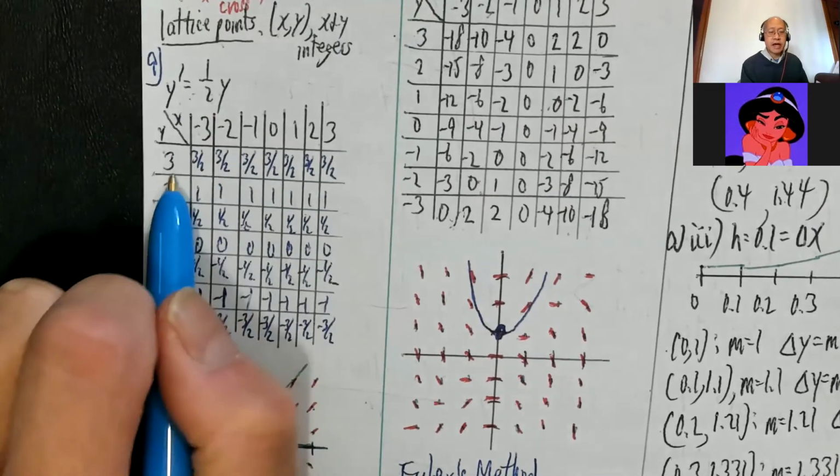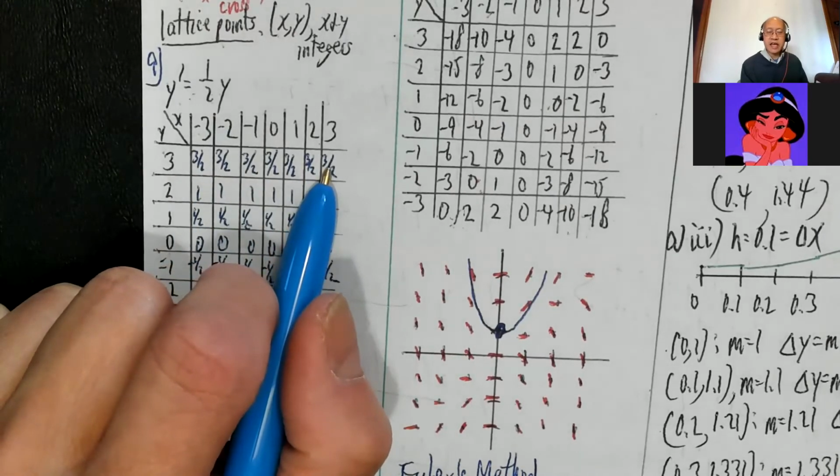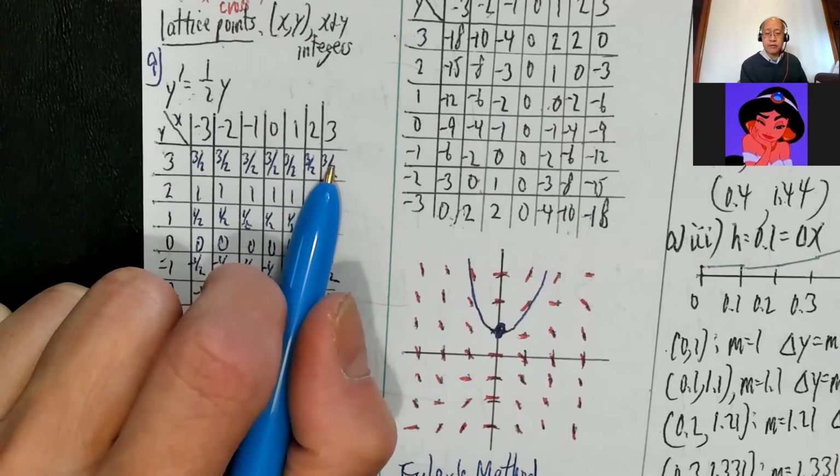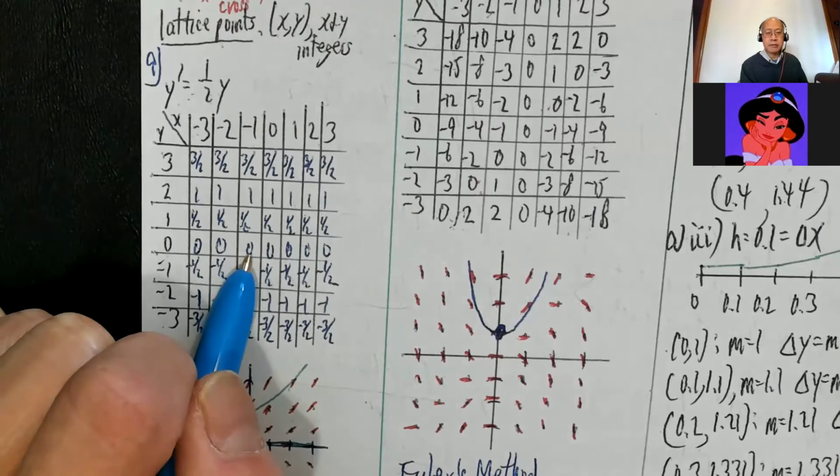So half of 3 is 3 halves. So I filled in this entire chart with a bunch of 3 halves. In this case, it's pretty easy. Now, mind you, when you do it for me on a quiz or a test, you actually have to write this whole thing in. So that'll take some time.